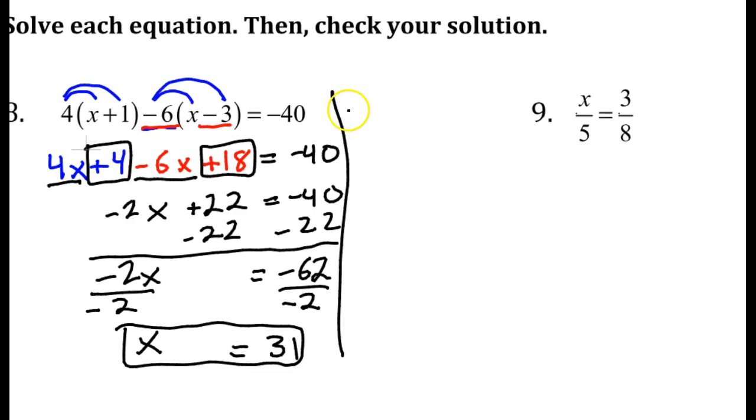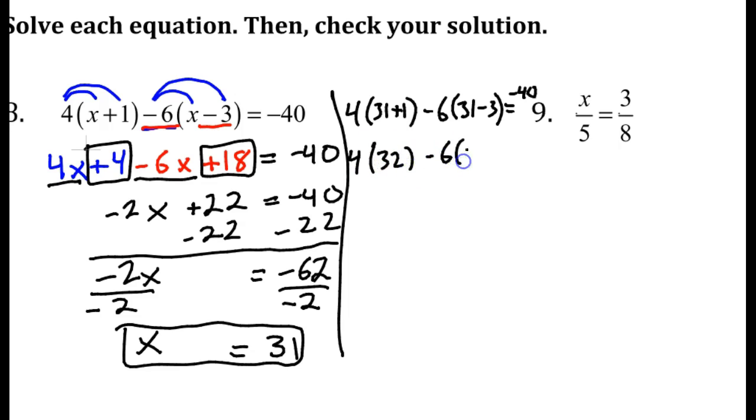So we have 4 times 31 plus 1 minus 6 times 31 minus 3. Does that equal -40? Alright, so let's simplify this. That's going to be 4 times 32 minus 6 times 28. Does that equal -40?